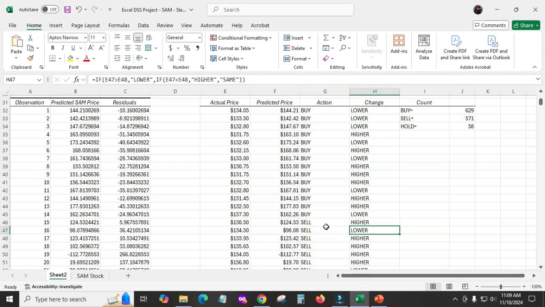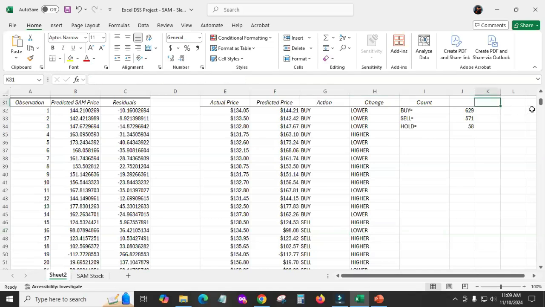So what we're going to do is use three AND statements. One AND statement is buy and higher. The other AND statement is sell and lower. And the other AND statement is hold and same. And we're going to wrap that inside of an OR statement. Let's do that right now.